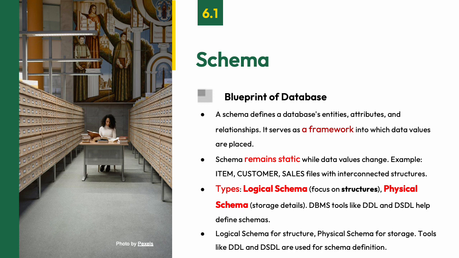So for schema definition, we use some tools like DDL and DSDL. DDL stands for Data Definition Language. This set of commands is used to create and modify the structure of database objects like tables and indexes. Meanwhile, DSDL, which stands for Data Storage Description Language, specifies how the data is stored in the database, focusing more on the physical storage details.